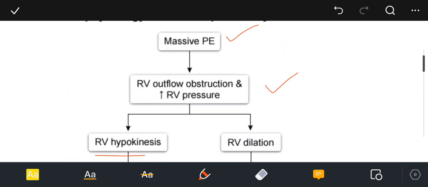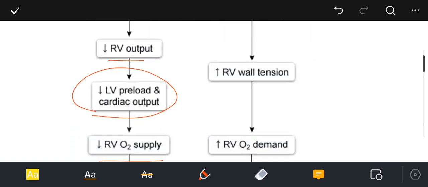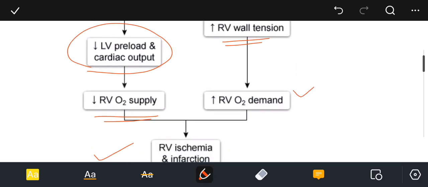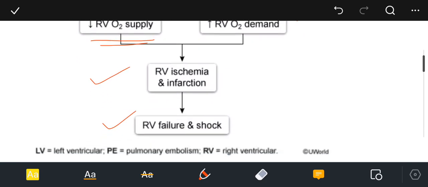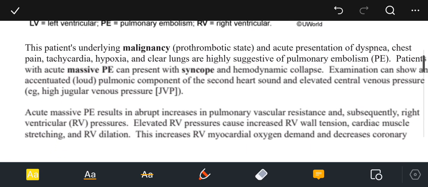Also, the right ventricular outflow obstruction and increased right ventricular pressure will lead to right ventricular dilation. That can lead to increased right ventricular wall tension. That will lead to increased right ventricular oxygen demand, and that will also lead to right ventricular ischemia and infarction, and ultimately right ventricular failure and shock.